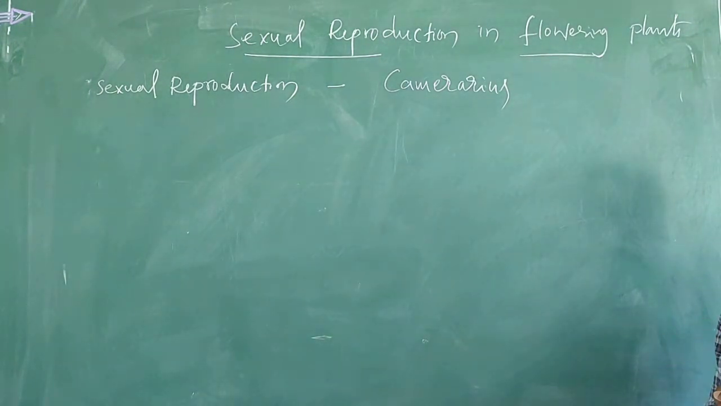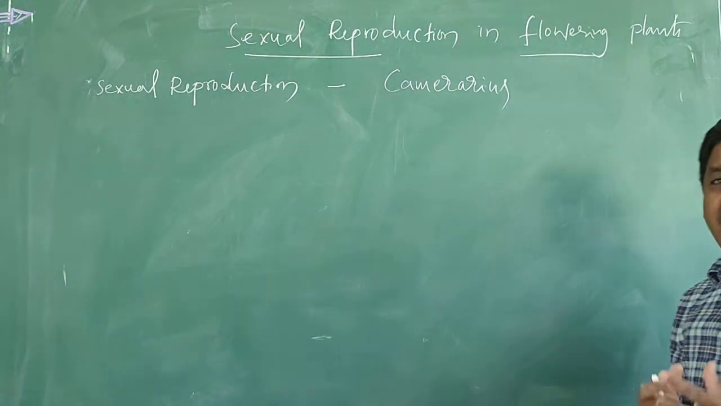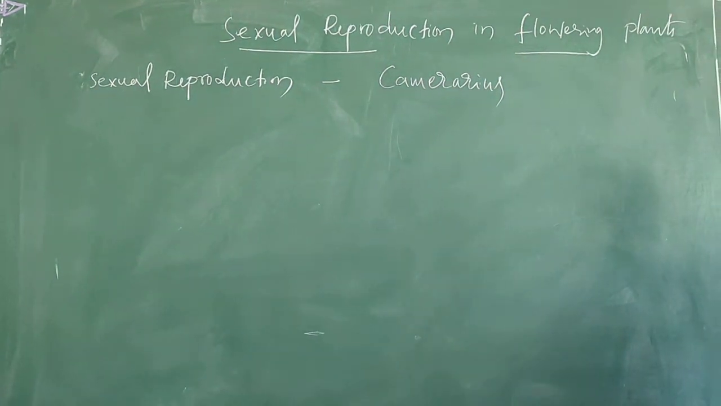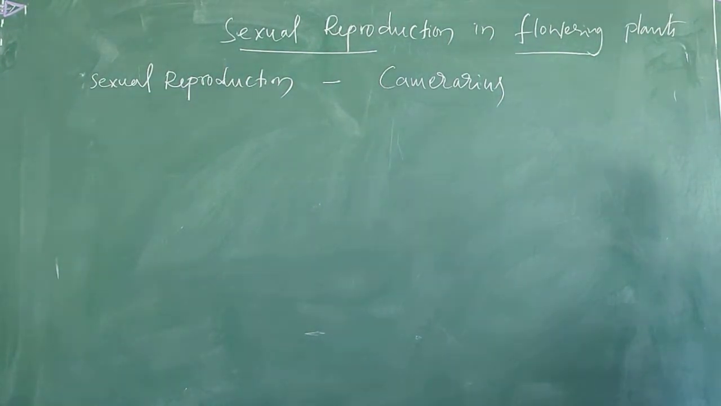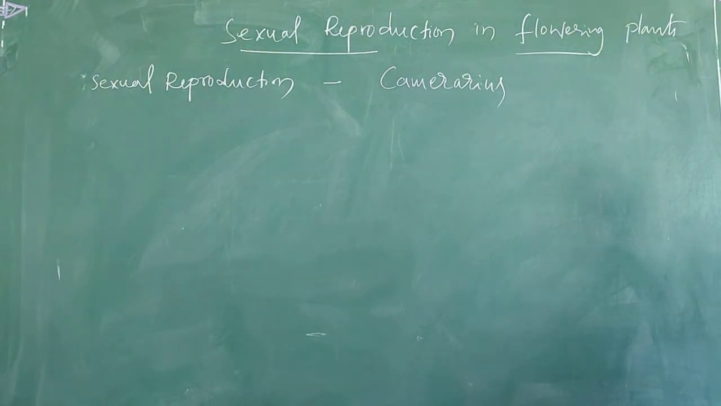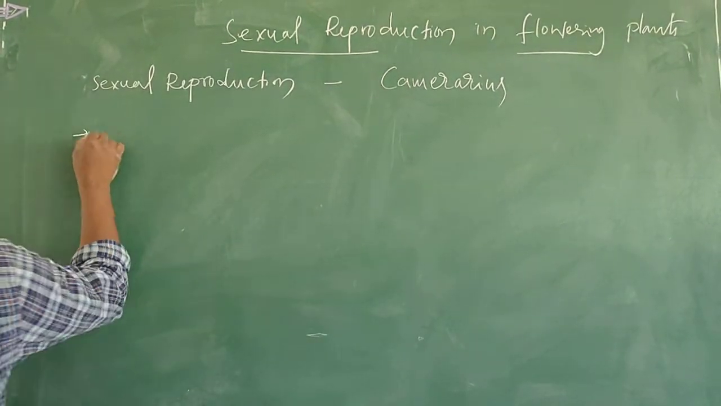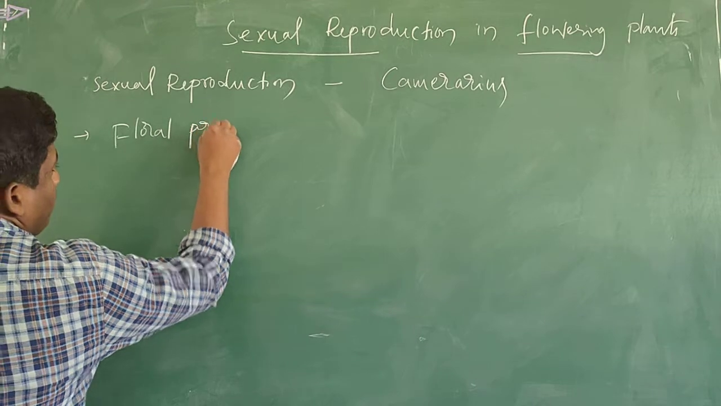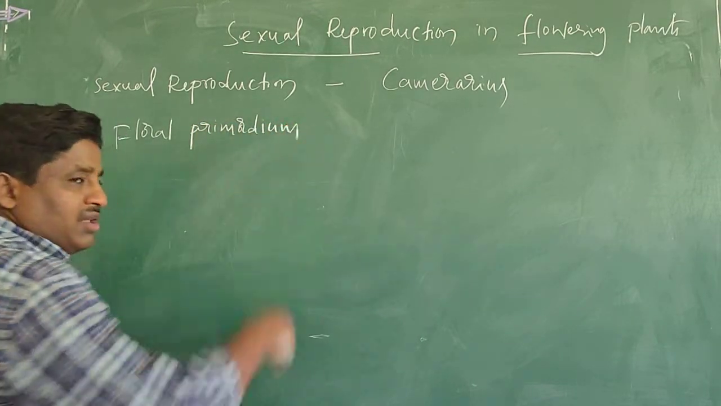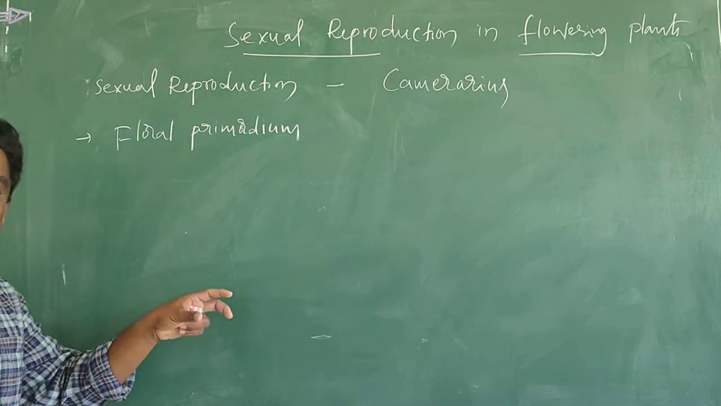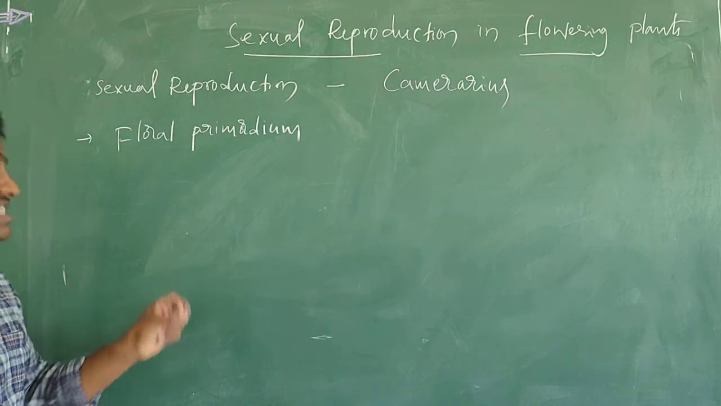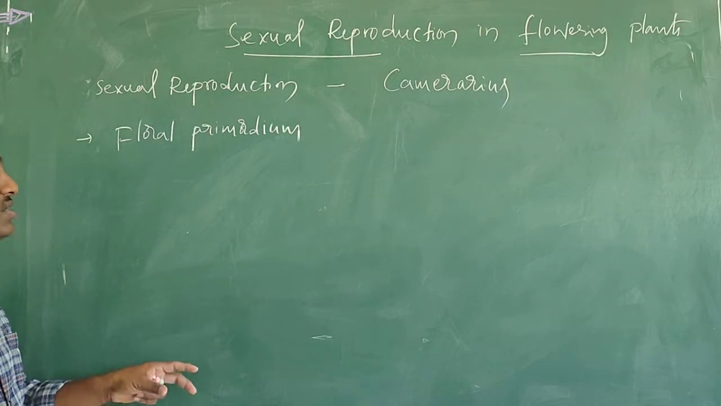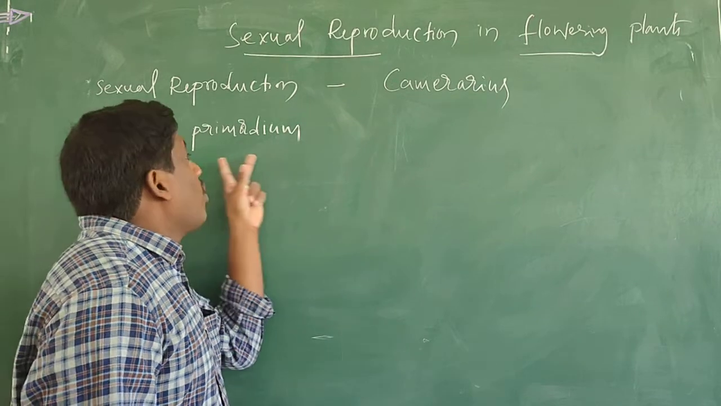First, how are flowers formed? In flowering plants, that means particularly the angiospermic plants, some hormonal and structural changes undergo development to form the floral primordium. In angiospermic plants, some hormonal and structural changes and further development lead to the formation of the floral primordium.